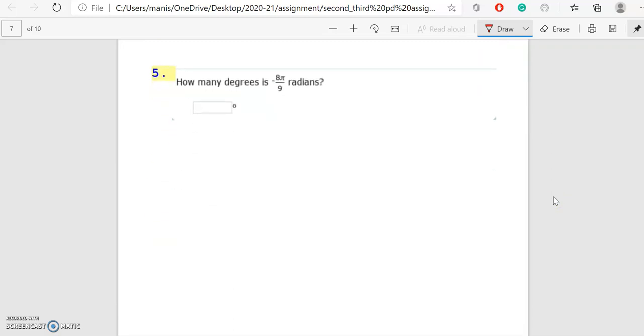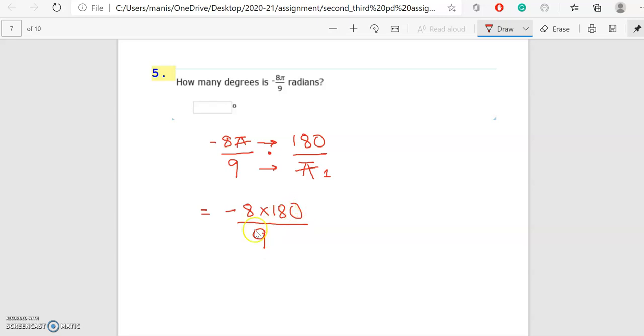Okay, let's do this one. How many degrees is negative 8 pi over 9 radians? What you will do is multiply by 180 over pi. Now if you are confused what to do, I'll give you a hint. You see this pi? When you see this pi, always multiply by this. So this pi and this pi get cancelled out. Now the rest of those numbers you multiply. This is 1. So this is your negative 8 times 180 divided by 9. Okay, it's easy. What's the problem?